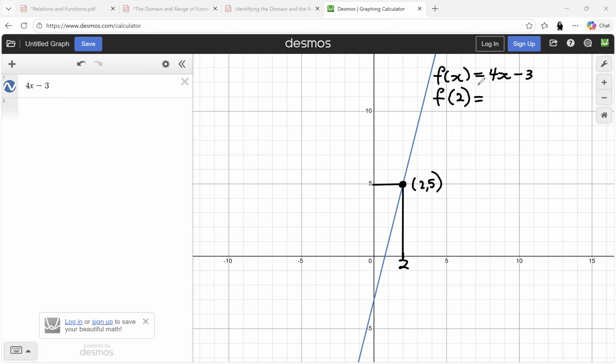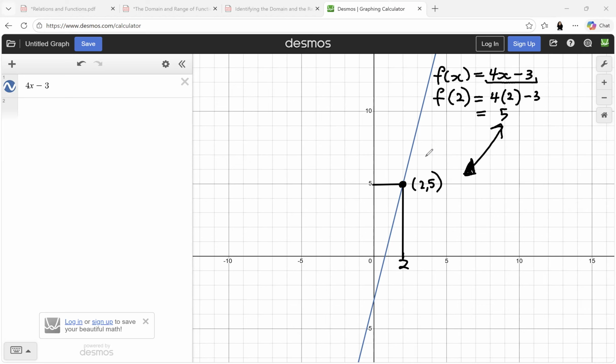How would you do the substitution? How would you work this out algebraically? So 4 in brackets 2 minus 3. Right, work that out for me. That would be 5. The answer would be 5. Do you see why? Do you see how it's related?